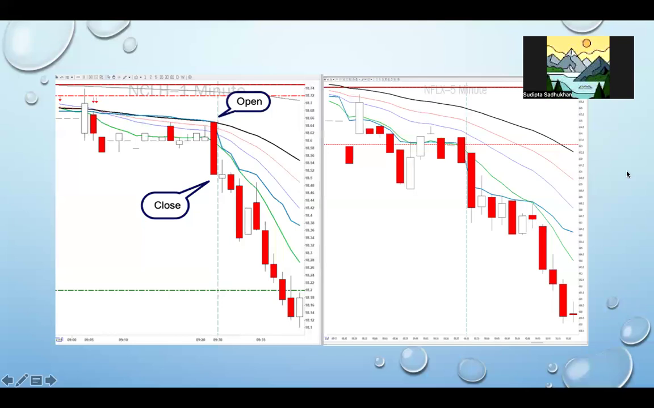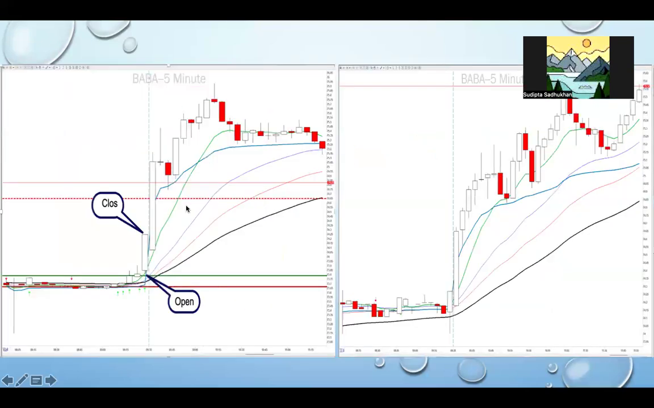Okay, so next one, this one is a short setup, and this one is a long setup. Here also see the pre-market price action. It has wicks, but not that many. Other candles are pretty much solid. Here also, you see this candle is solid, no wicks. So I will expect the stock to move well after open.